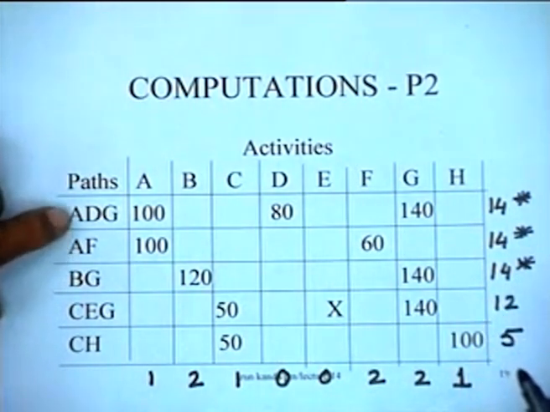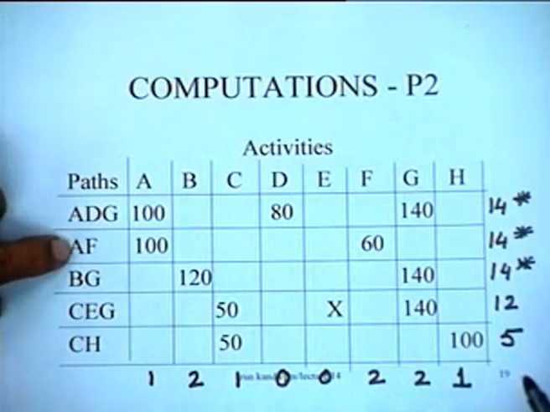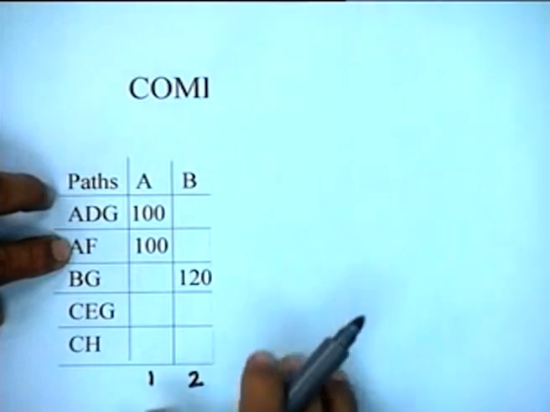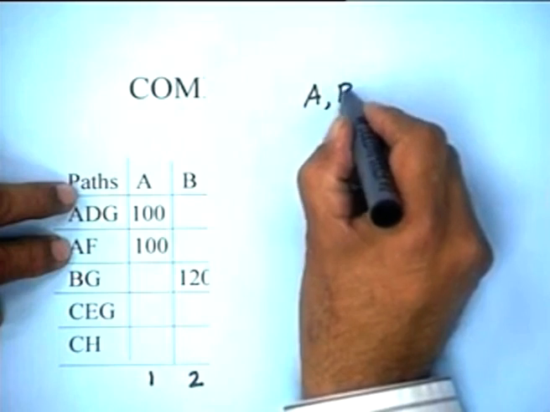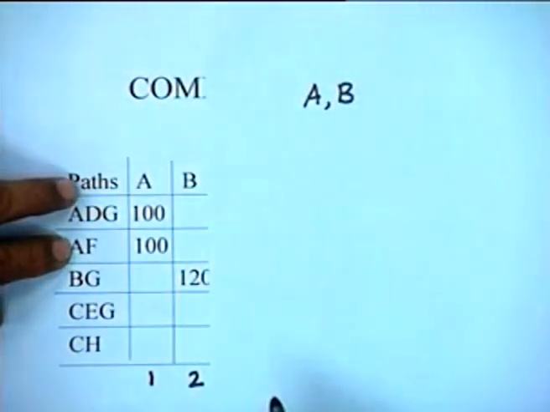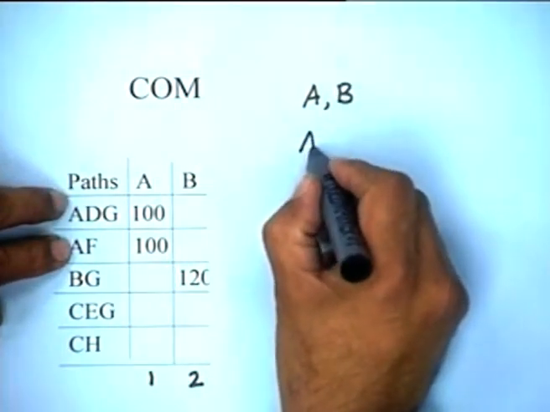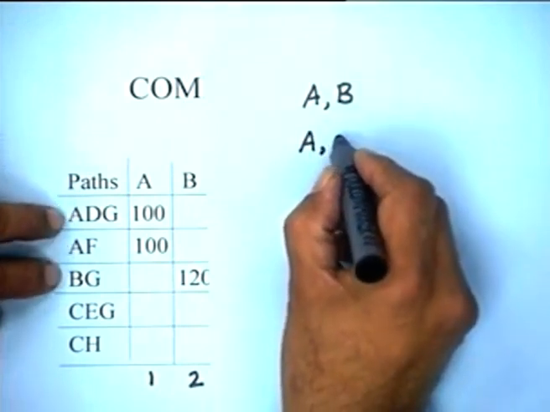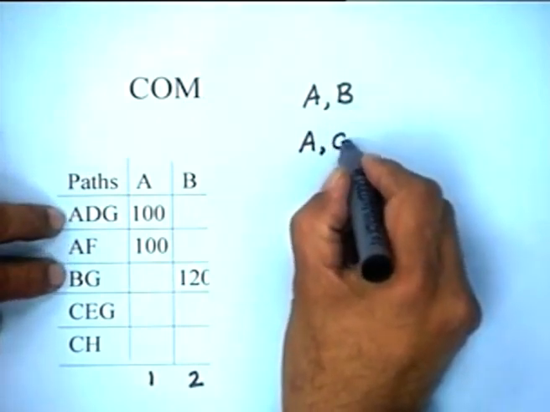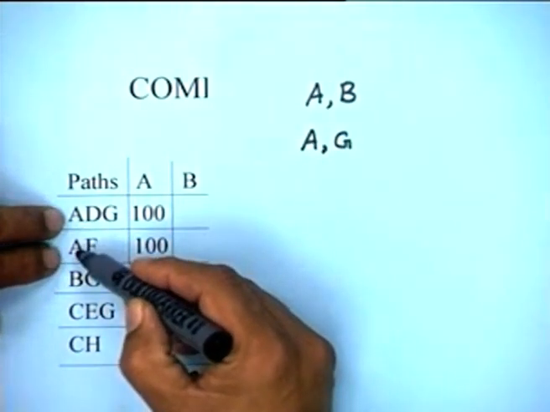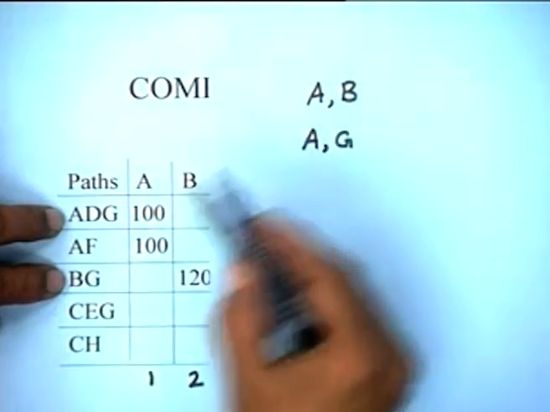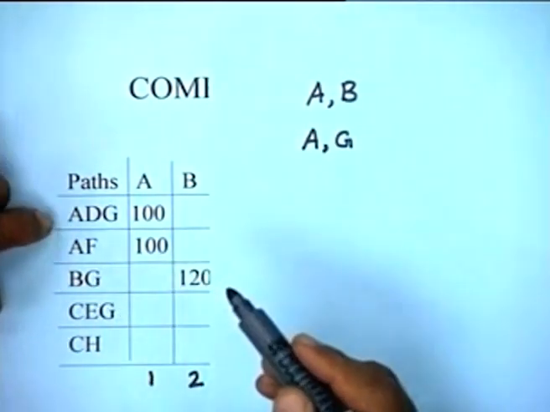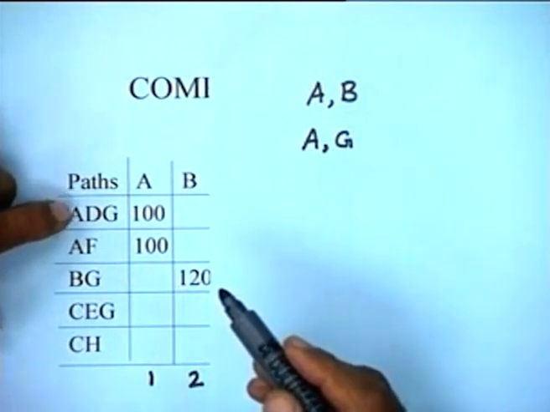If we reduce A, both the first and the second path will be reduced. So one option that we have at our disposal is to reduce A and reduce B at the same time. The other option is reduce A and reduce G, because A will reduce both these paths and this path will have to be reduced by G. This is the first option. A with G, this is another option. But which are the other options that are possible?